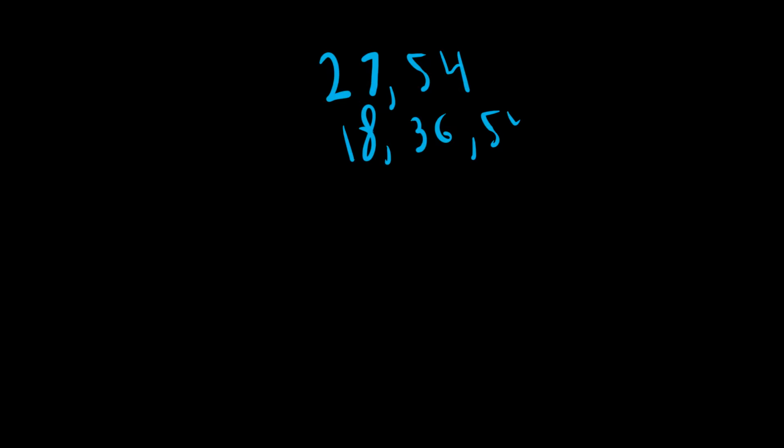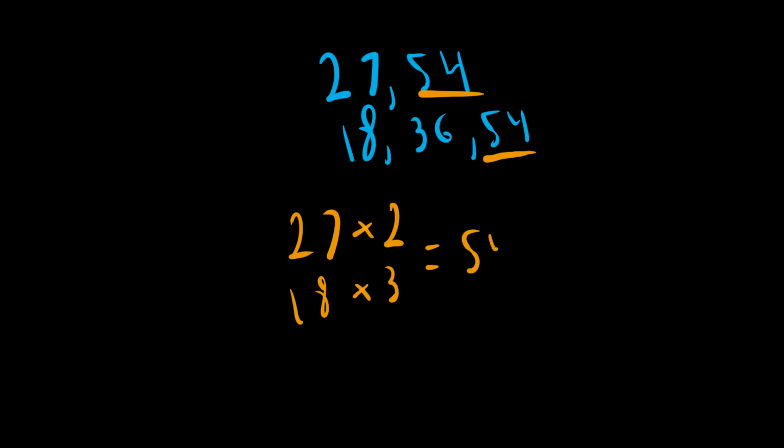So one basic way of doing that is to draw out our table of multiples of 27 and our multiples of 18. And look what we have here. A common multiple of 54. So 27 times 2 and 18 times 3 is equal to 54.